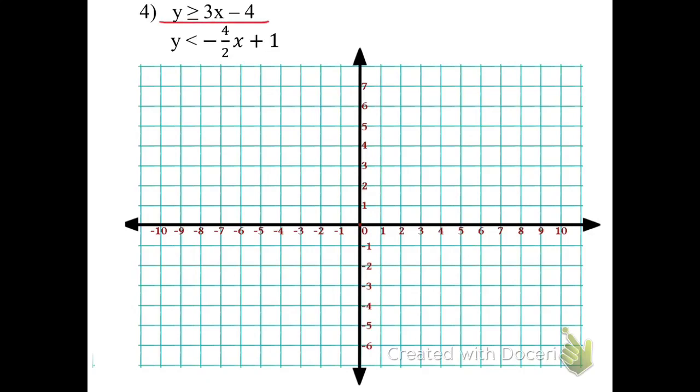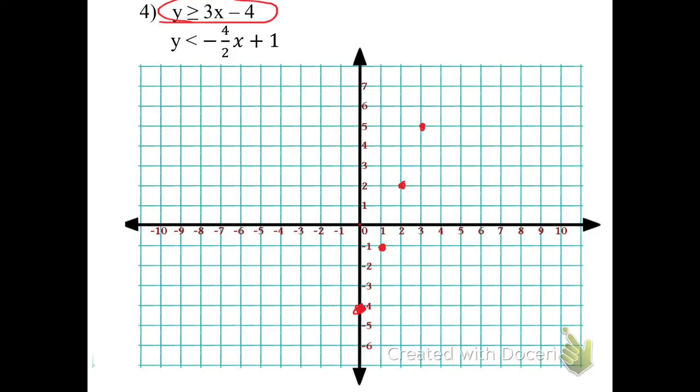Let's move on to the second system. I'm going to do the top one in red again. We got y is greater than or equal to 3x minus 4. The minus 4 is the y-intercept, so put a point there, and it has a slope of 3. That's up 3, right 1, because it's 3 over 1. So go up 3, right 1. You can put a point there. Up 3, right 1, put a point there. And you can do that a few times.